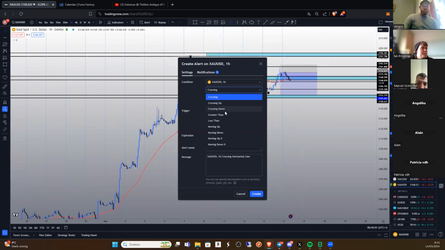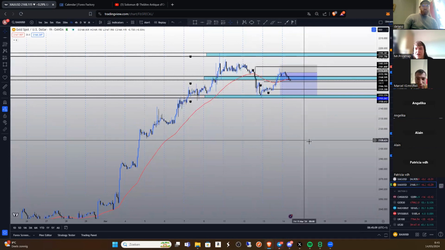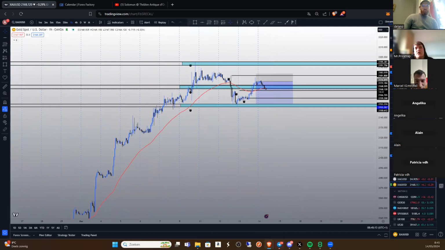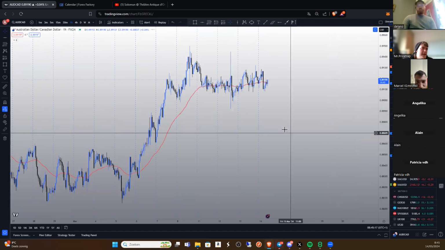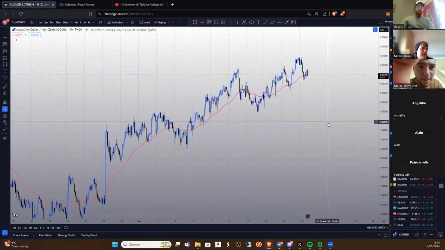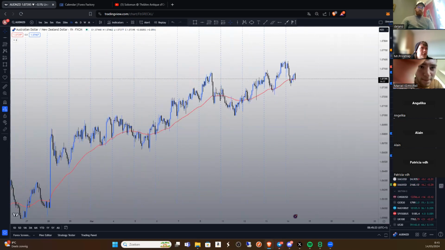Okay, crossing down. Break support. There we go. What about GJ as a new trap? I will go through the pairs, of course. I just want to say that I'm gonna keep every single pair we had yesterday. Okay. Right now I'm gonna go through the charts to see if we have some more opportunities.